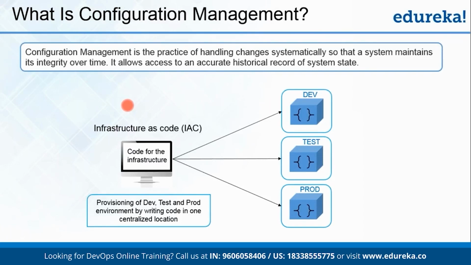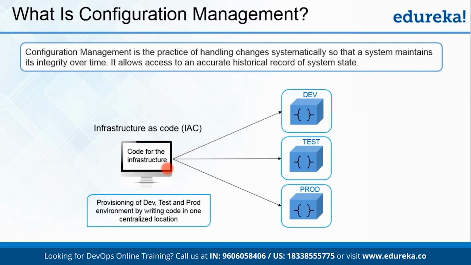And how you achieve configuration management, you achieve that with the help of a very important concept called infrastructure as code. Now what is infrastructure as code? Infrastructure as code simply means that you're writing code for your infrastructure. Let us refer to the diagram that is present in front of your screen. Now what happens, in infrastructure as code, you write the code for your infrastructure in one central location. You can call it a server, you can call it a master or whatever you want to call it, all right? Now that code is deployed onto the dev environment, test environment and the production environment.